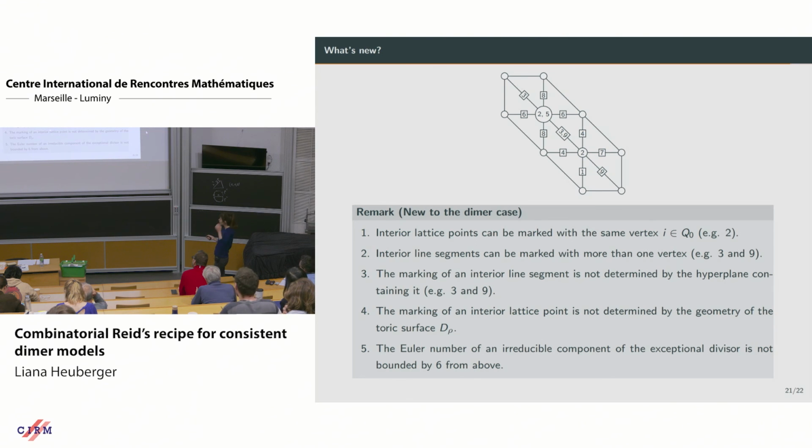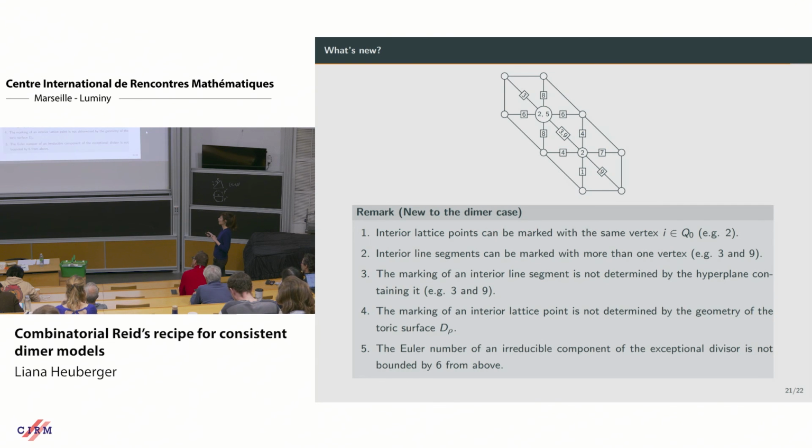The marking of an interior lattice point is not determined by the geometry of the toric surface. So these are 2 toric surfaces. They are both Del Pezzo surfaces of degree 6. So they're essentially the same. But they are marked by different things. This is kind of an illustration of the fact that moduli of quiver variety GIT is a bit finer than toric GIT, which is what you would obtain by just looking at this variety. Okay, and the Euler number of an irreducible component is not bounded by 6 from above.